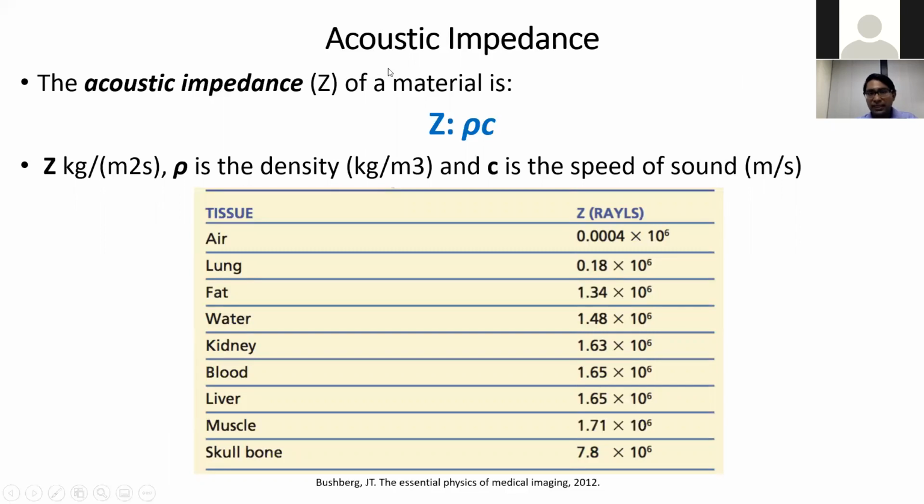Acoustic impedance is defined as the product of density and the speed of sound. It's measured in rayls and represented as Z. Air has pretty low acoustic impedance, about 0.0004 million rayls, and a typical soft tissue acoustic impedance is in the range of 1.48 or 1.5 million rayls. That's the typical acoustic impedance that we observe. You'll notice that the skull bone has a much higher acoustic impedance.